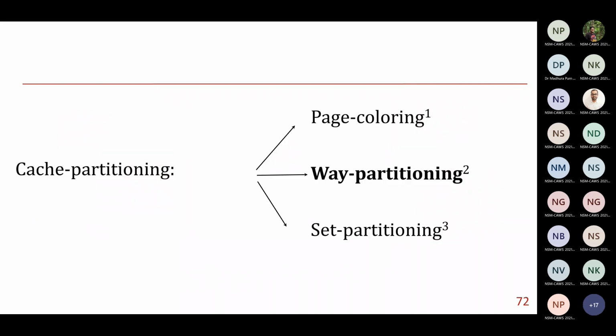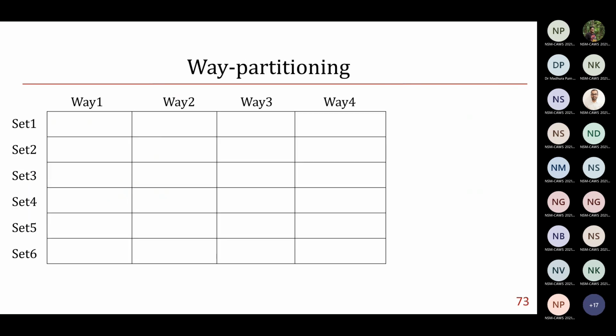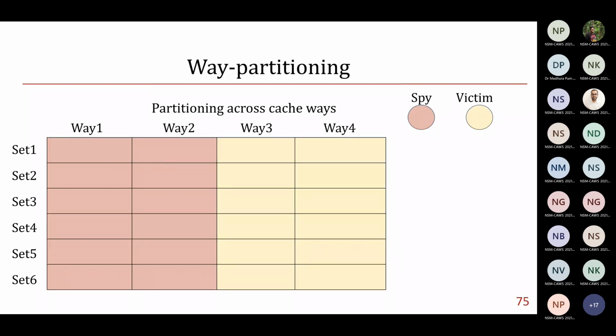The other approach to implement cache partitioning is way partitioning. Remember, we talked about two-way, four-way associative cache. What if we divide our ways among multiple applications? So if we are dealing with a four-way associative cache, the spy will have, let's say, two ways. The victim will have two ways. And remember, even the cache replacement policy will be limited to their own ways. So the spy can't replace or evict something from the victim's ways.